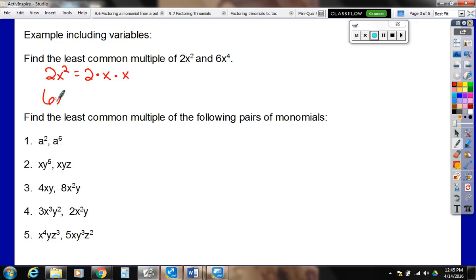And then 6x to the 4th. Emily, what would that be as a product of prime factors? So it will be 6. Not 6, because you can break 6 down.